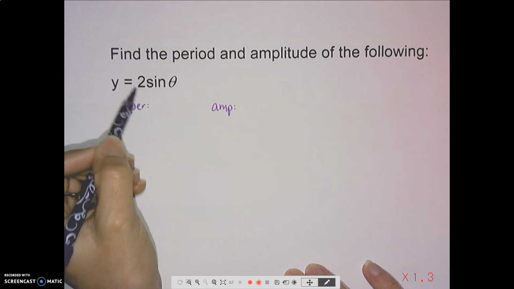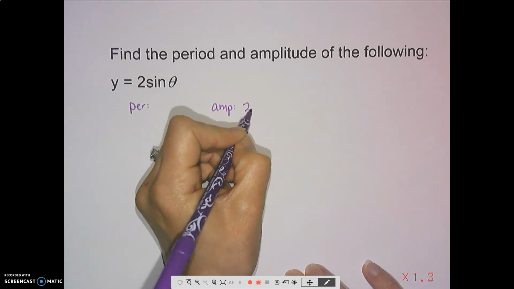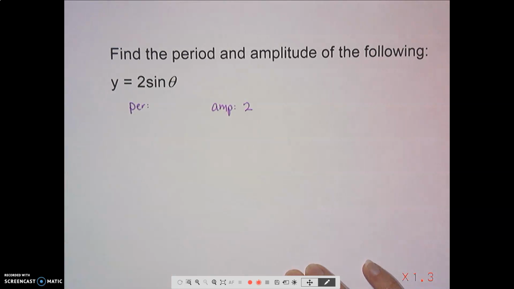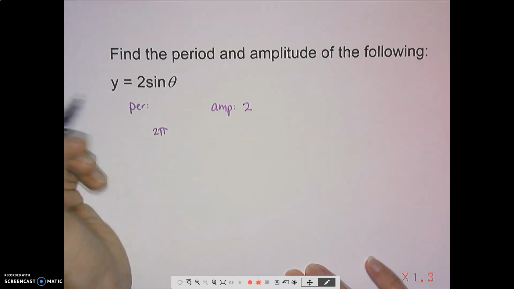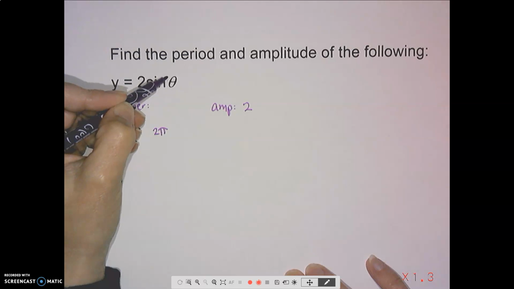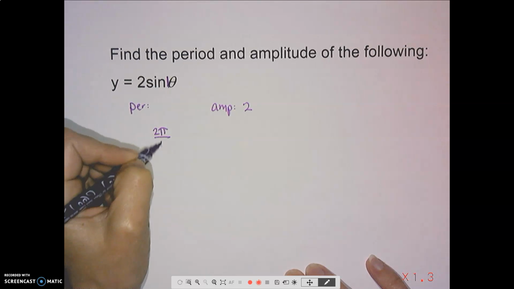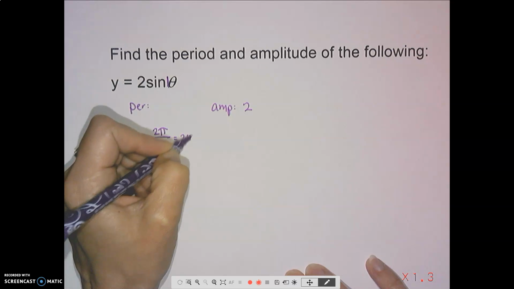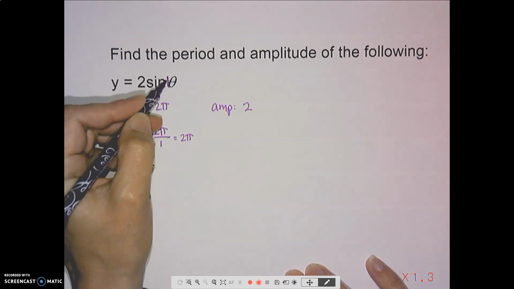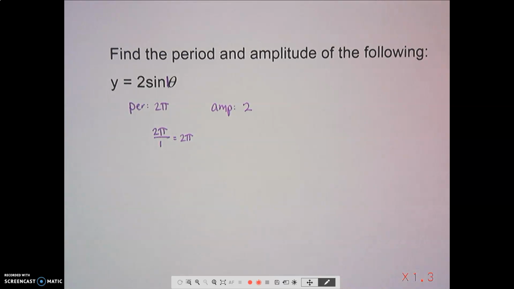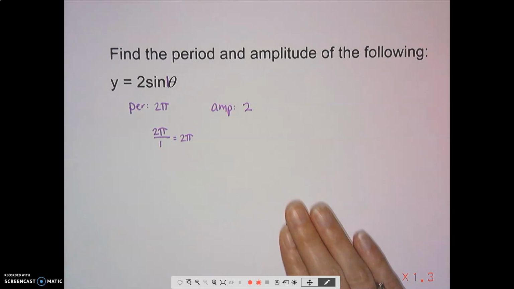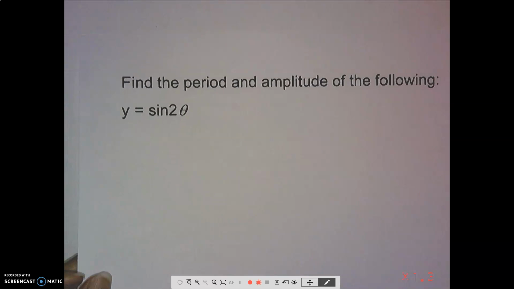Okay. So this number out front, we take the absolute value of it. The absolute value of positive 2 is 2. The period, we're going to take 2 pi and divide it by b. B is the number that's in front of theta. So there's a 1 there. So 2 pi divided by 1 is 2 pi. So that means that one sine curve would happen, which means that sine curve would take the entire 2 pi radians to graph. Okay, today we are just focused on finding amplitude and period, and then we'll actually learn how to graph these tomorrow.